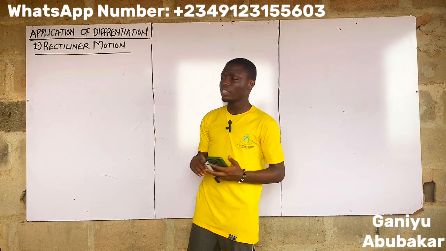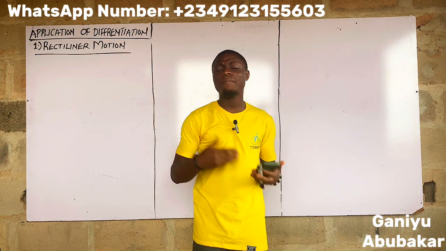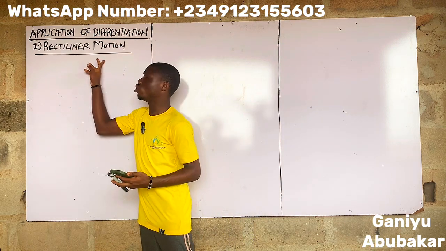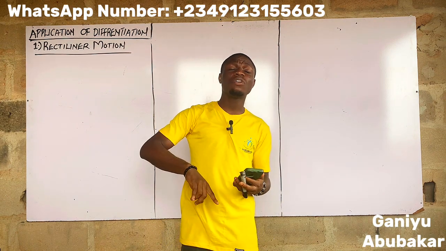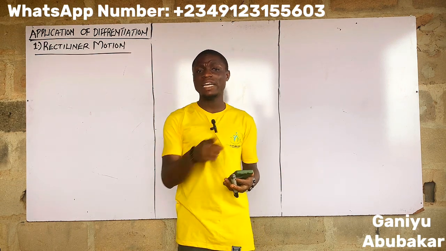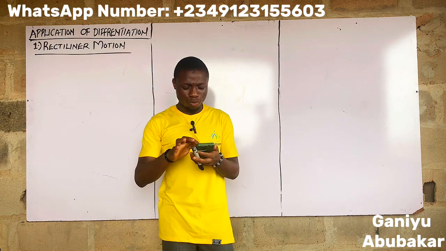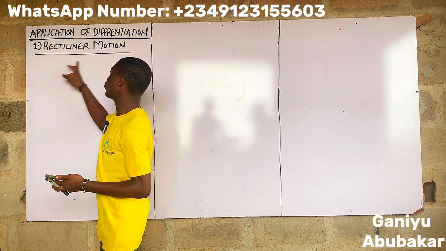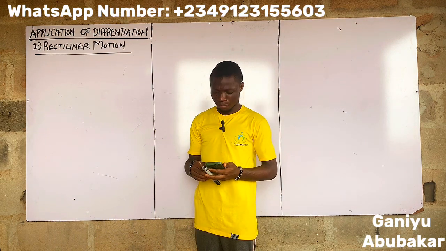All right, let's look at the application of differentiation. There are several applications of differentiation. The first one includes rectilinear motion, so let's discuss this first concept in this class. We'll look into the equation of tangent and normal in the next class. Let's look at rectilinear motion, what it means, and how we apply it in the application of differentiation.